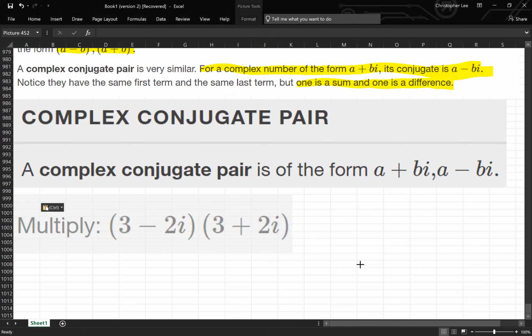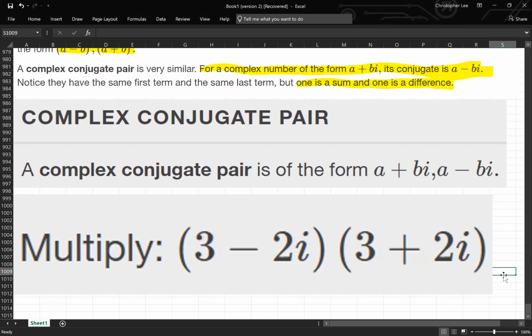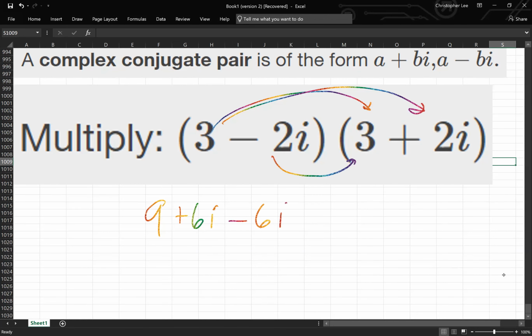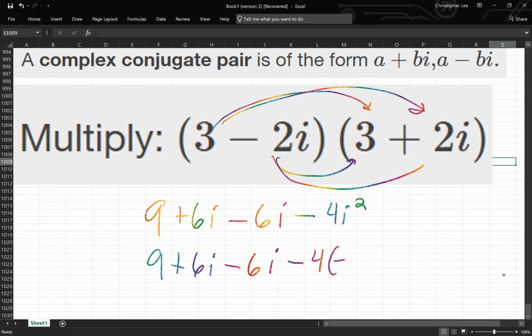So let's say that I have this complex conjugate pair right here: 3 minus 2i times 3 plus 2i. You already know what's going to happen. I'm going to distribute. 3 times 3 is 9. 3 times 2i is plus 6i. In the middle, this is going to be minus 6i. And on the end, negative 2i times 2i is negative 4i squared. Let's take care of that. So I have 9 plus 6i minus 6i minus 4 times negative 1.